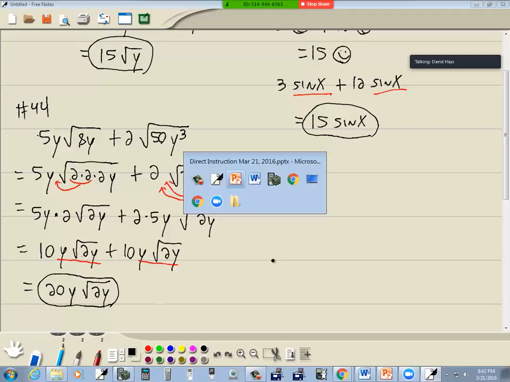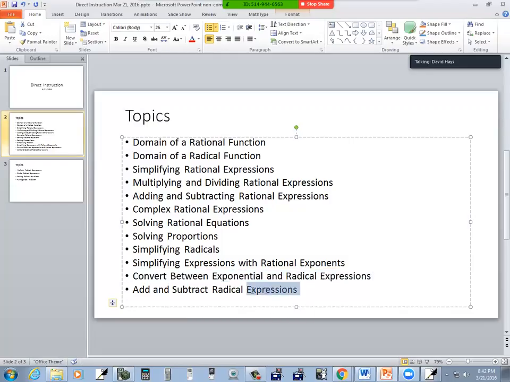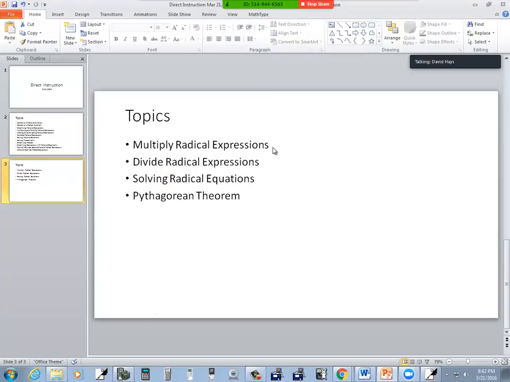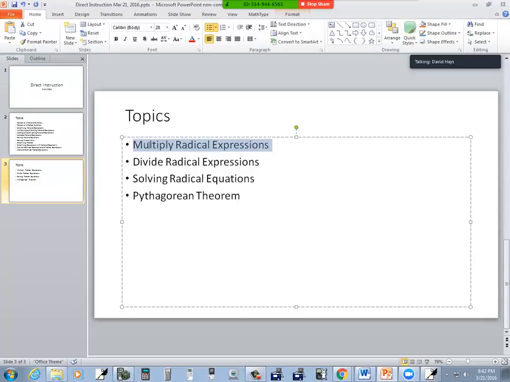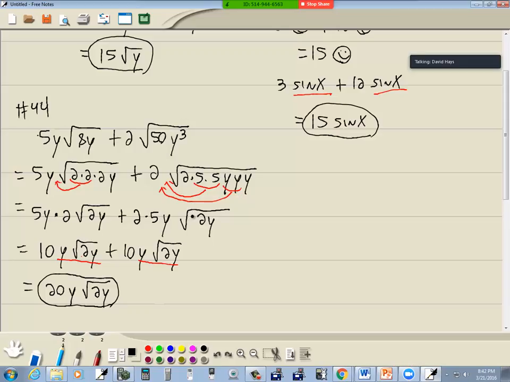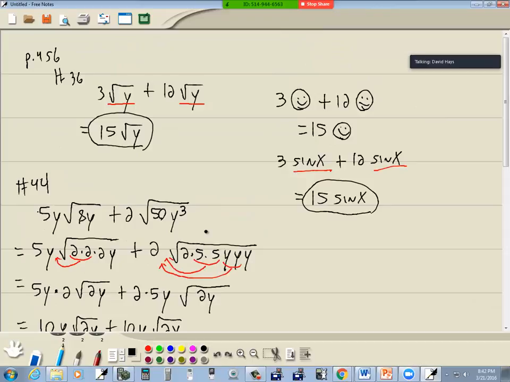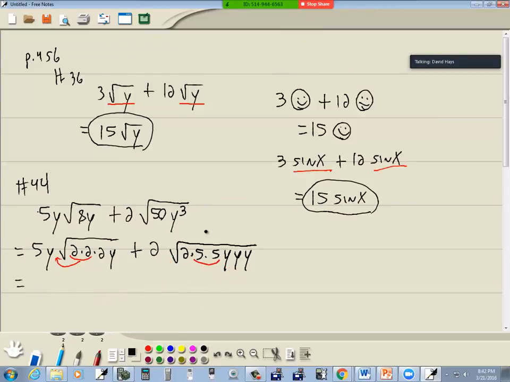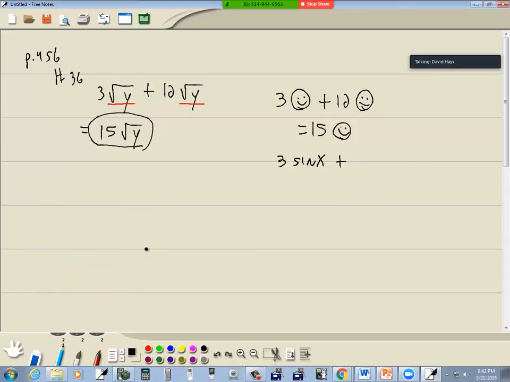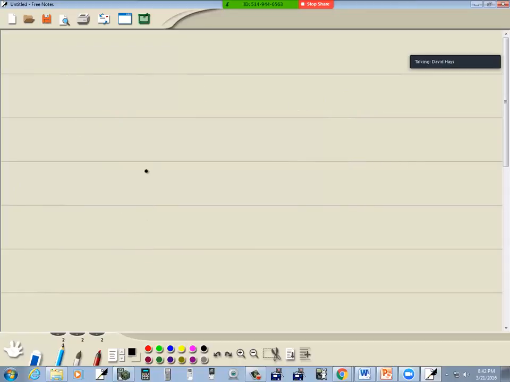Now that was adding and subtracting radical expressions. It doesn't matter whether you got addition or subtraction, the same principle holds true. Now let's take a look at multiplying radical expressions. Let me clear this off. Fairly simple idea. This is number 76 on page 457.